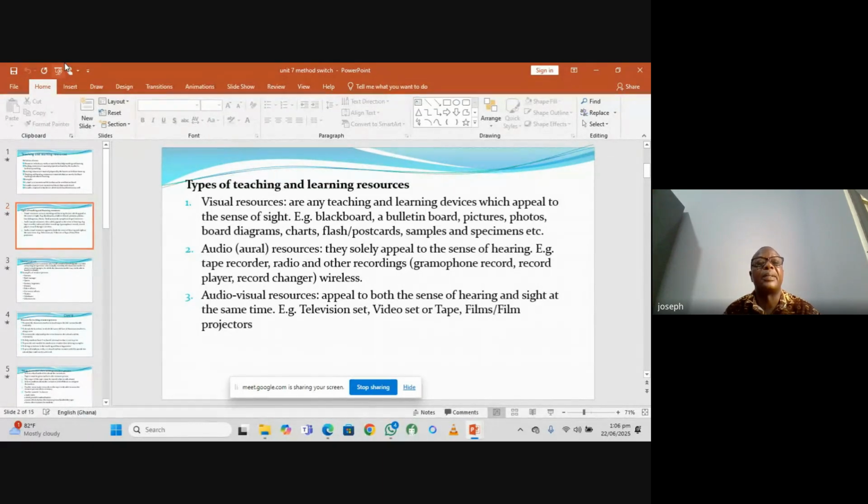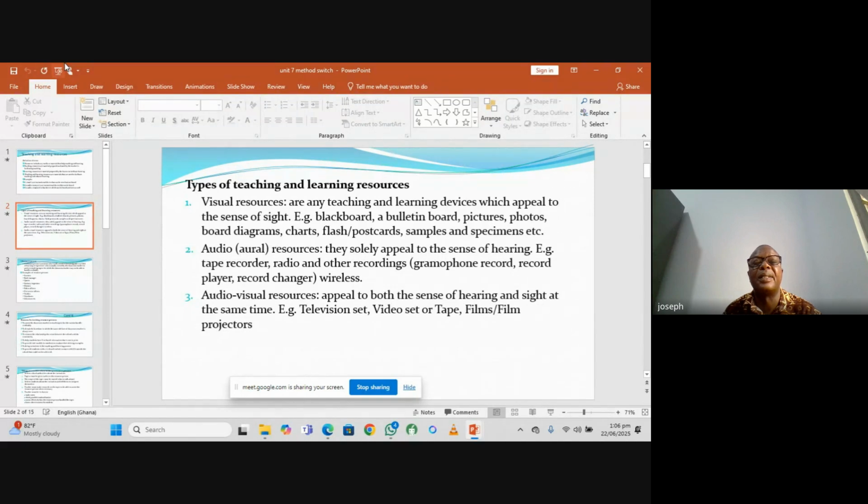Types of teaching and learning resources. Visual resources, we mentioned them. They are any teaching and learning devices which appeal to the sense of sight. For example, the chalkboard. The chalkboard per se is not a teaching and learning resource, but the illustrations that you put on it, the drawings, whatever you put on it becomes the resource. A bulletin board, pictures, photos, board diagrams, charts, flashcards, and whatever, they are all examples of the visuals.